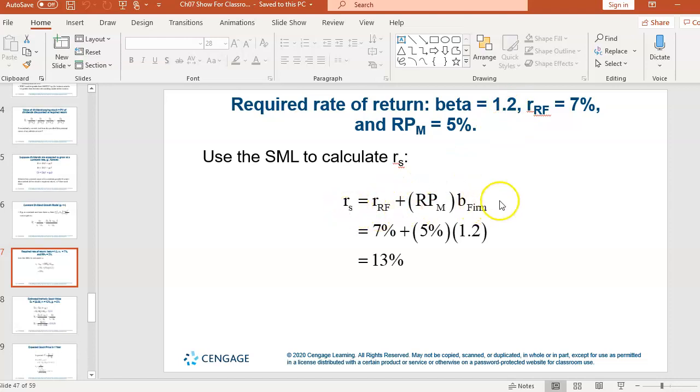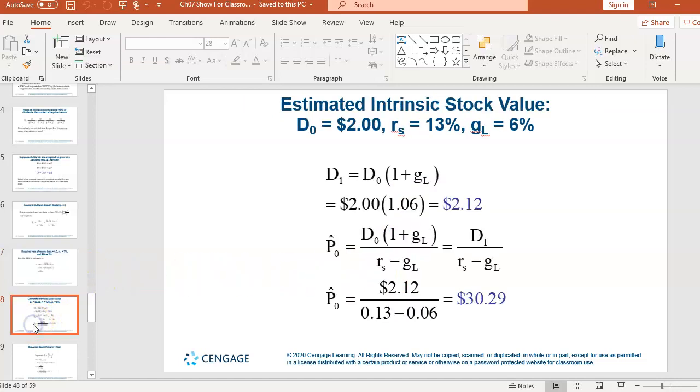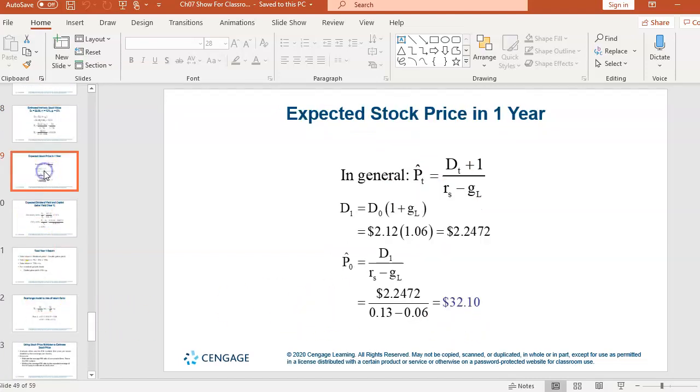So I'm going to plug in my formulas here. My risk-free rate is 7. My market risk premium, the RPM, is 5. The beta is 1.2. I multiply that all out and I get 13%. What that tells me is that because this is a riskier company, I need a 13% return. So when I calculate my R sub S, I get 13%. I plug in that 13% for R sub S, and then I do the math and I get $30.29 as the value of my company.